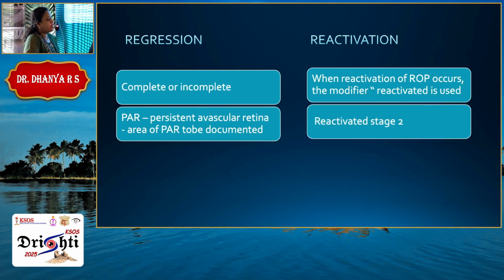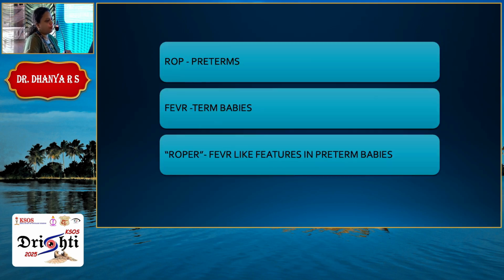Two more important headings that we have are regression and reactivation. Regression can be complete or incomplete, and there can be a persistent avascular retina. Sometimes the ROP can reactivate, and you have to record it as a reactivated stage 2. ROP is in preterms, but term babies will have FEVR, and if FEVR-like features are seen in preterm babies, you call it ROP. These are some new terms coined.